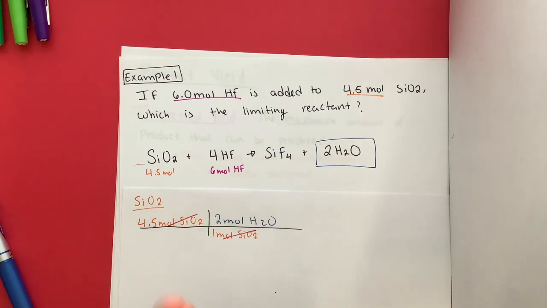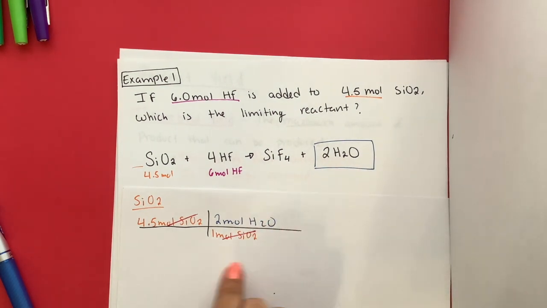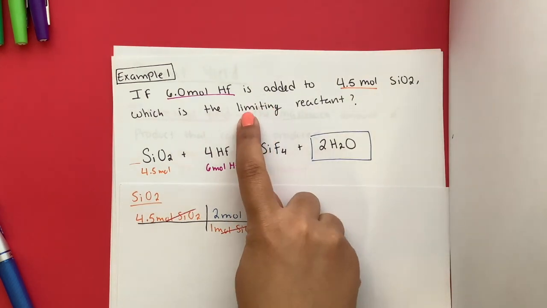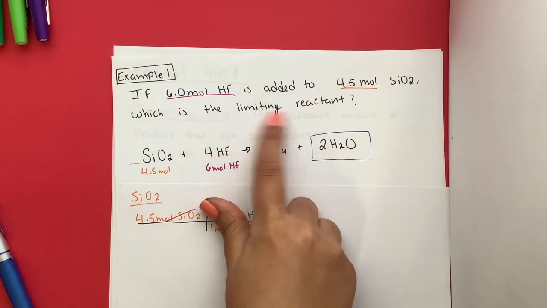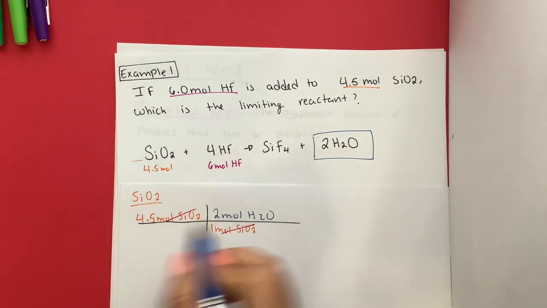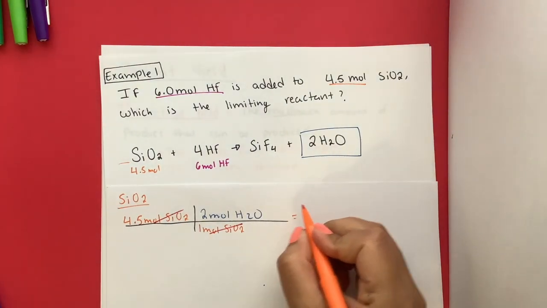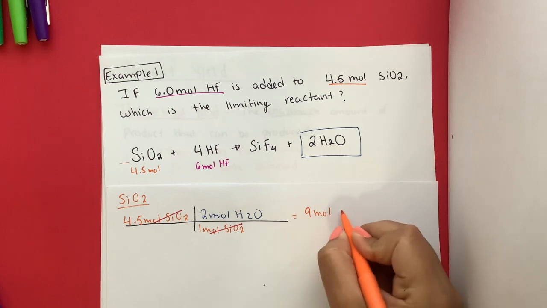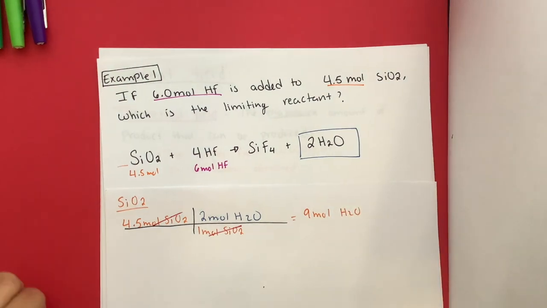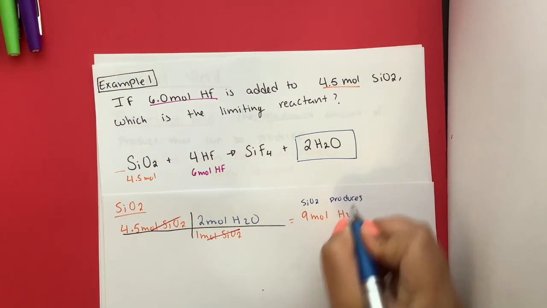Now I can go to grams. I know that in the previous section I said that we had to go to grams of the product, but for this specific example, I'm going to stop here. I'm going to stop in moles, because all this question is asking me about is the limiting reactant. So I'm going to do 4.5 times 2 divided by 1, and I produce 9 moles of water. So SiO2 produces 9 moles of water.